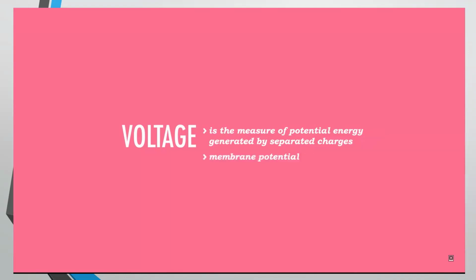Voltage, for example, is the measure of potential energy generated by separated charges. It's measured in volts, but in the case of your body, we use millivolts because it's a pretty small amount. In a cell, we refer to this difference in charge as the membrane potential. The bigger the difference between the positive and negative areas, the higher the voltage and the larger the potential.